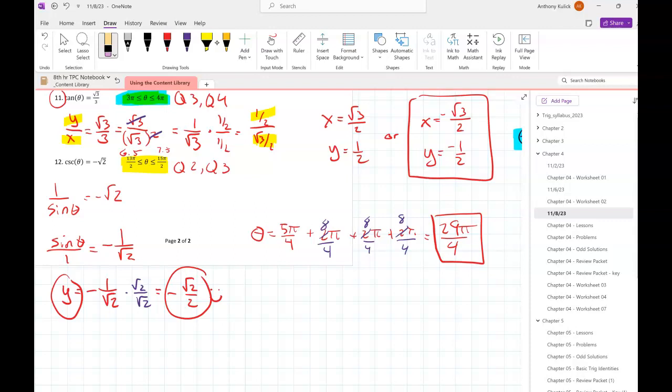For when you said y equals negative 1 over square root 2, that's only for the cosecant problem, right? You want to put 1 over it if you were just doing a normal cosine or sine problem? Correct. Sine is just y, cosine is just x. And so what if it was sine equals negative square root 2? That's an impossible answer for sine.